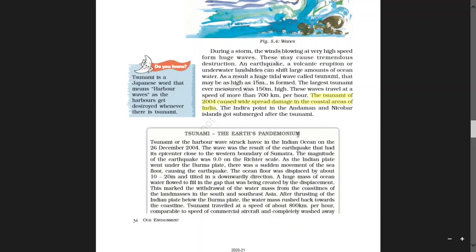Tsunami, the Earth's phenomenon, you just get through this one.